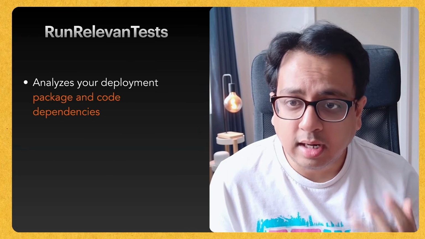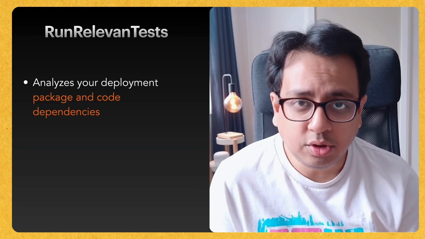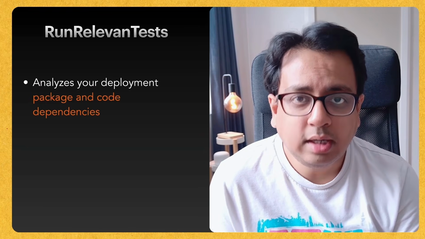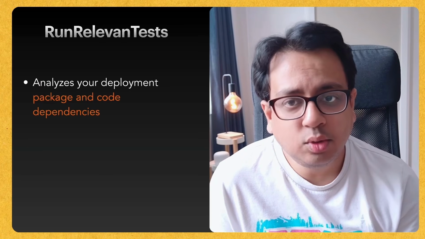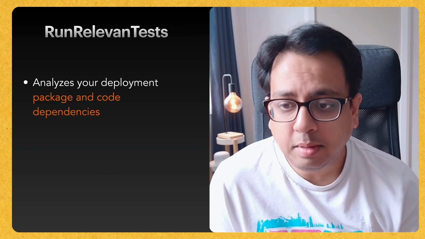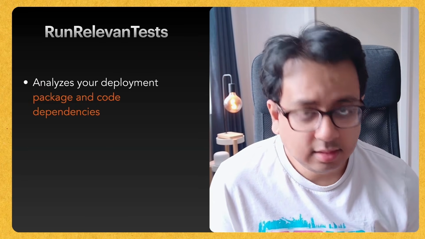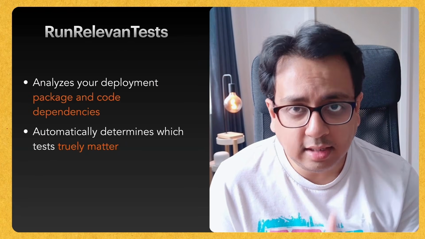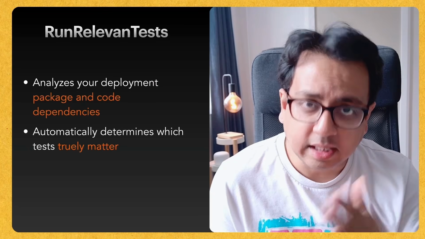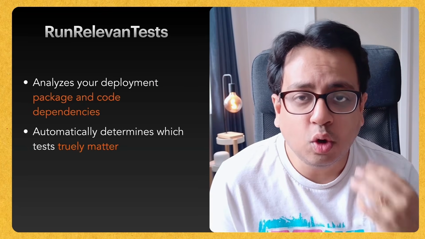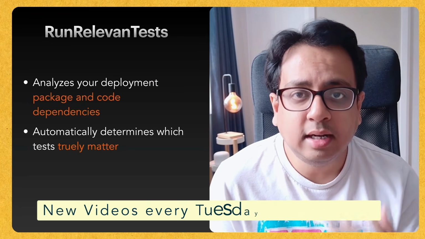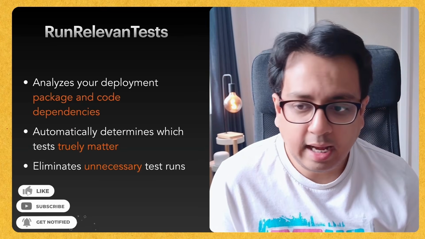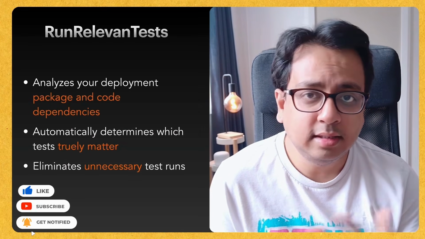So now comes run relevant tests, which is being introduced as part of the Spring 26 release. Let's understand what is new about that. It analyzes your deployment package and code dependencies. That's one thing. Second, it automatically determines which tests truly matter. If you're deploying some Apex component, it automatically determines which tests are really relevant for the changes that you're planning to deploy, and it eliminates unnecessary test runs.